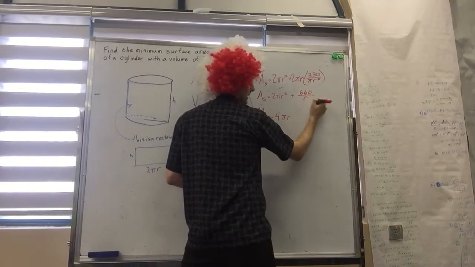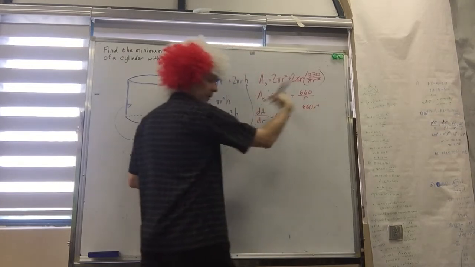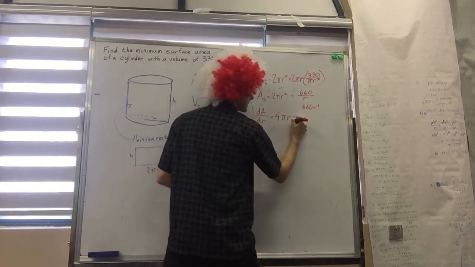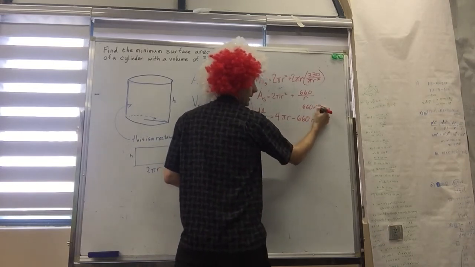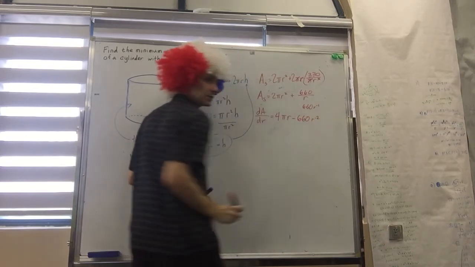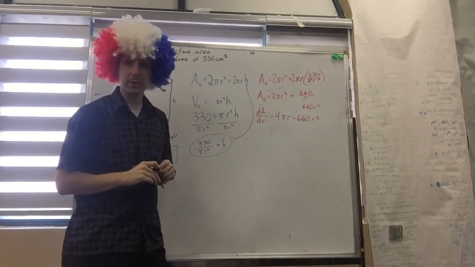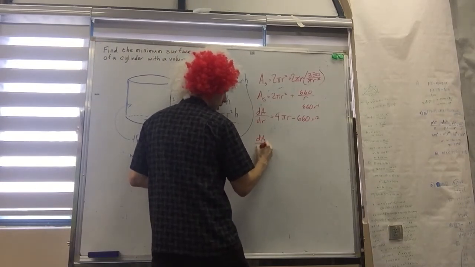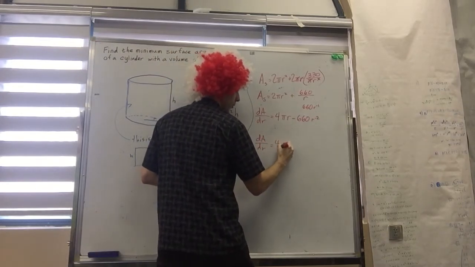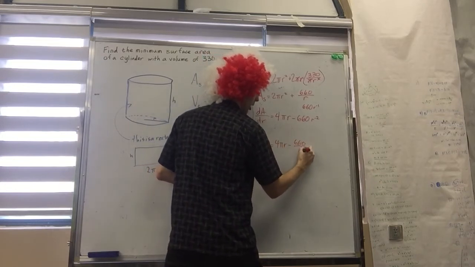And then remember that's 660 r to the negative 1. So I'll bring the negative 1 in front, making this negative 660, and then subtract 1, negative 1 minus 1 is negative 2. Now that I've got that, I should be able to work with my optimization. So dA/dr equals 4 pi r minus 660 over r squared.